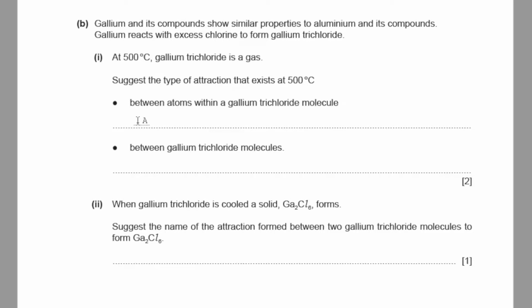Just like aluminium trichloride, gallium trichloride atoms are covalently bonded to each other. And just like aluminium trichloride, molecules are attached to each other through temporary induced dipoles, and so are the gallium trichloride molecules. That's a chemical property of gallium trichloride.